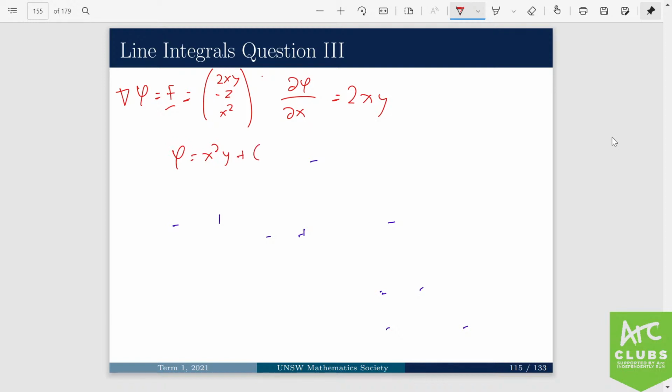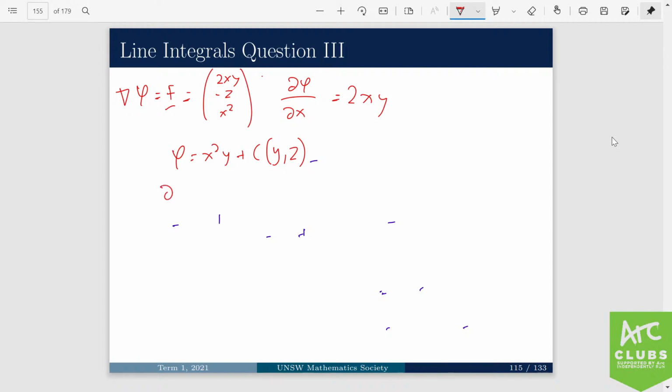However, this is not a constant. This is just a constant with respect to x, so it can still be a function of y and z. Because remember, if we take the partial derivative of this, if there's no x in here, then it's a constant with respect to x, but it can still be a function of y and z.